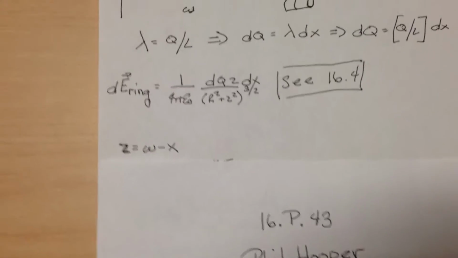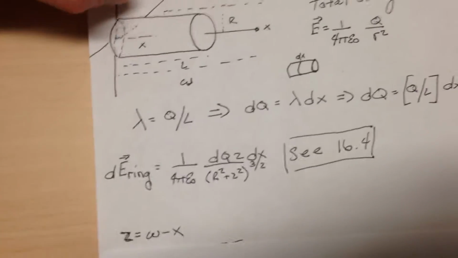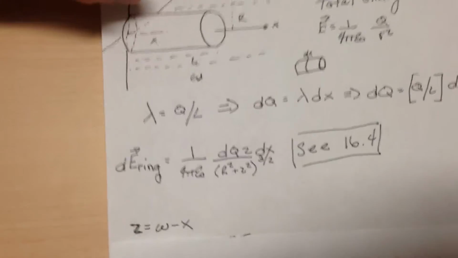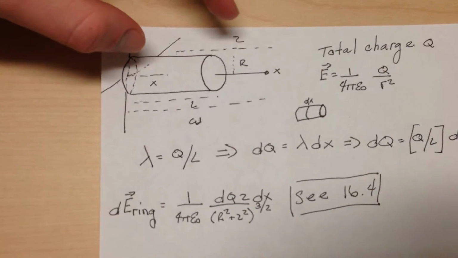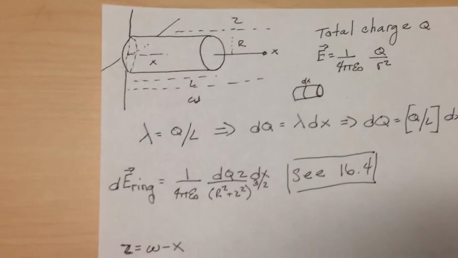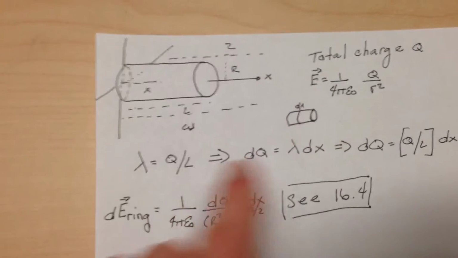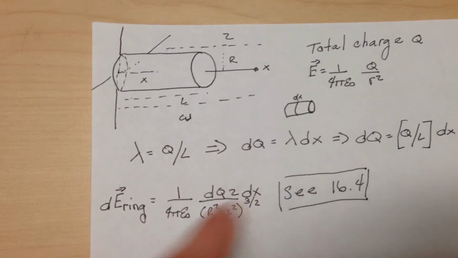We also determine that z, or our distance between some arbitrary point in our cylinder and point x, is simply w minus x, where w is the distance between the origin and x.